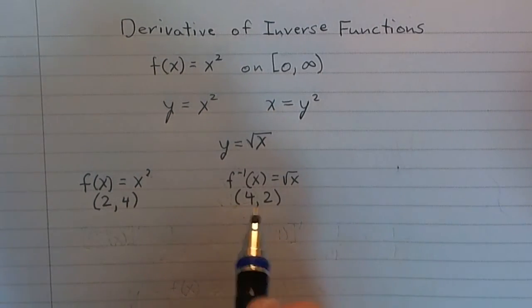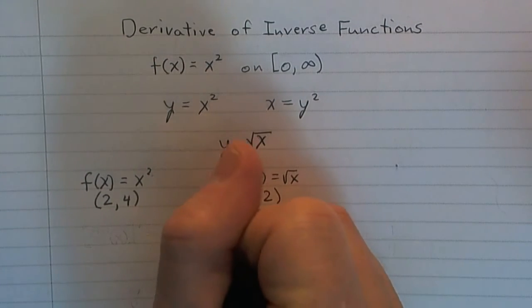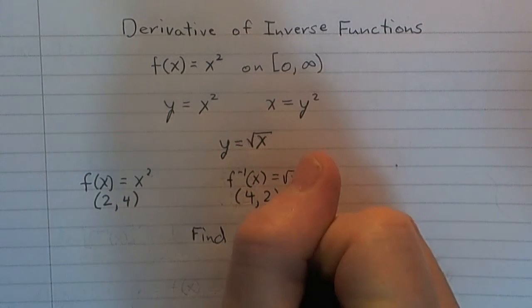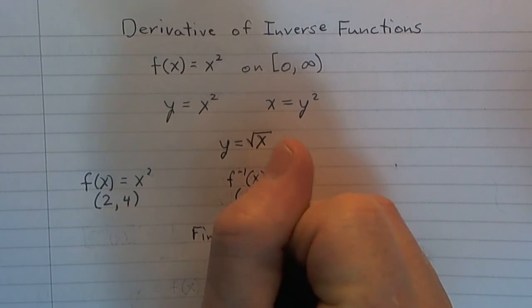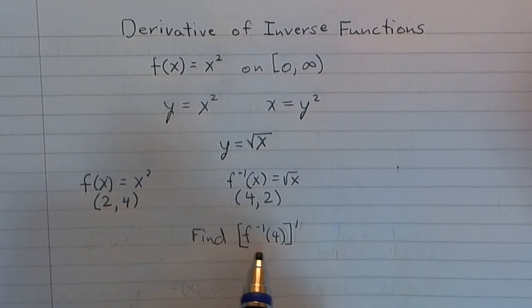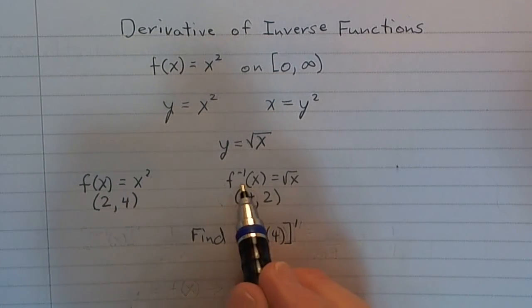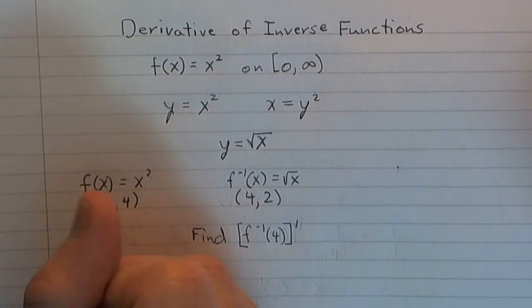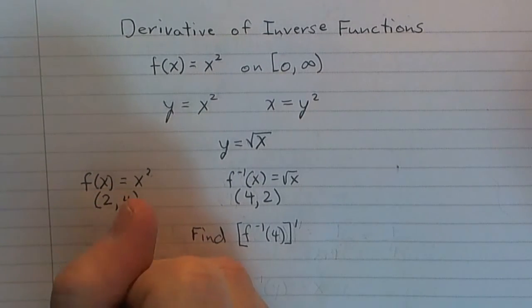Now, what I want to do is I want to find f inverse, the derivative at 4. I want to find the derivative of the inverse of f at 4. That's what I want to do. Well, I can just take the derivative of this function right here, right? So it's easy for me to find the derivative of this function.